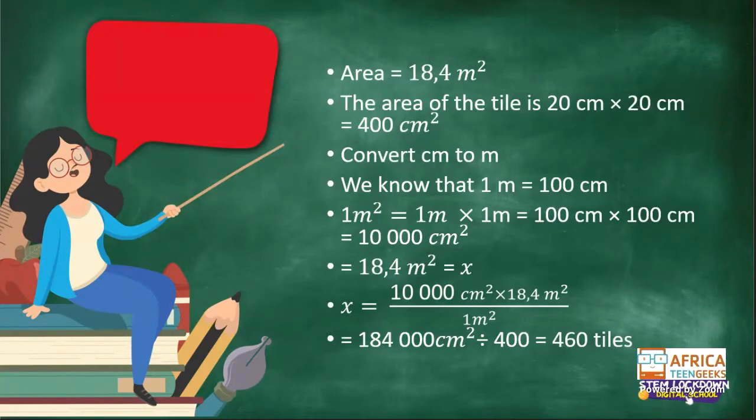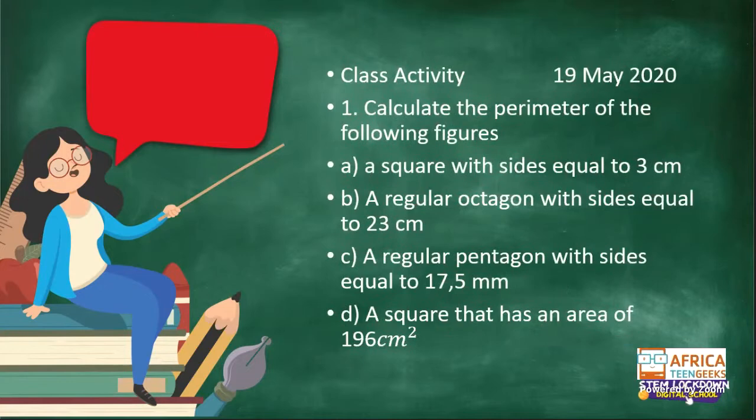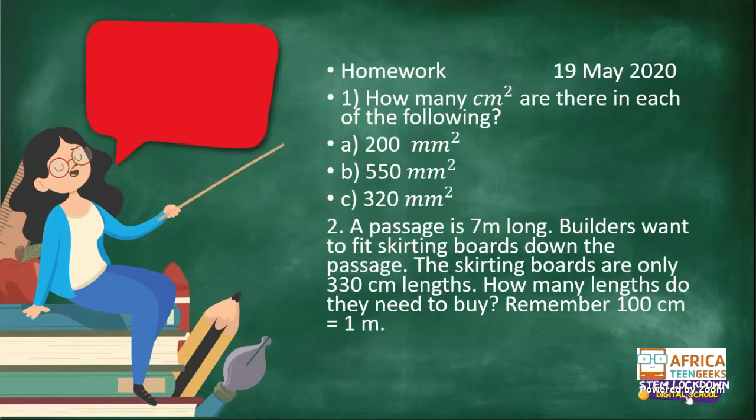And of course, I wanted to give you an activity there, which would be the homework part of the revision. You can just check how many square centimeters are there in each of the following. The first one is 200 square millimeters, followed by 550 square millimeters, followed by 320 square millimeters. So you can do the second one as well. And this is all part of the revision. We have done it on the 19th of May.